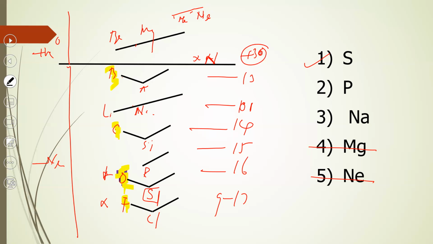So, you can cancel these two and you have three options. Sulfur shows a little bit higher emission when an electron is gained. So it is very clear from the graph. You can select the answer.